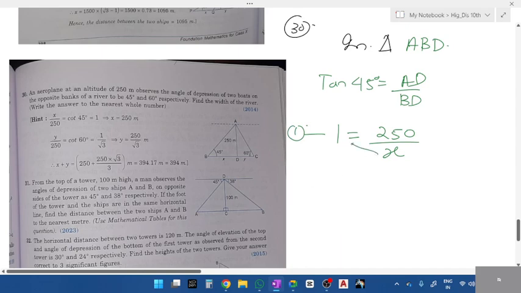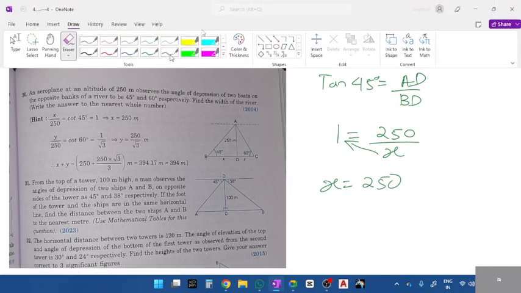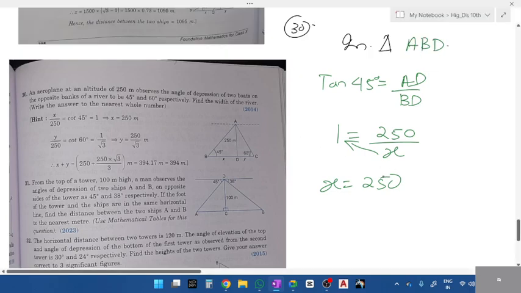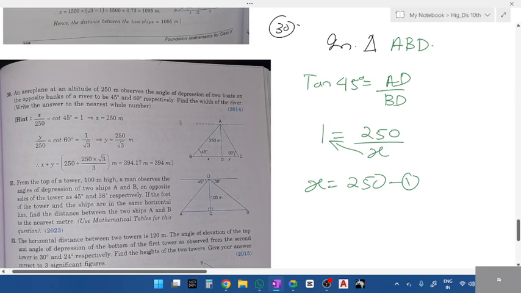So what's the value of X, students? What's the value of X? X is equal to, we'll keep it as it is. First equation. Equation 1. Okay, what do we need to find here? Tell me what we need to find. Find the width of the river.